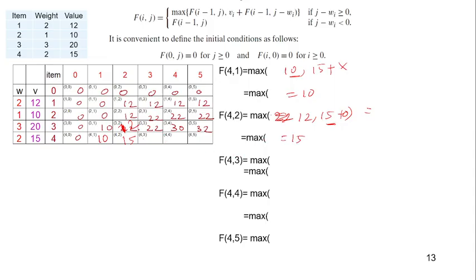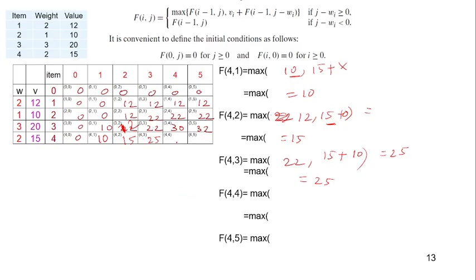And 4 comma 3, this value: 22, comma, 15 plus, the weight to be considered is 3 and here the weight is 2, so 3 minus 2, 1. What is the value here? 1 is 10. So 15 plus 10, which is equal to 25. So here you should put 25.